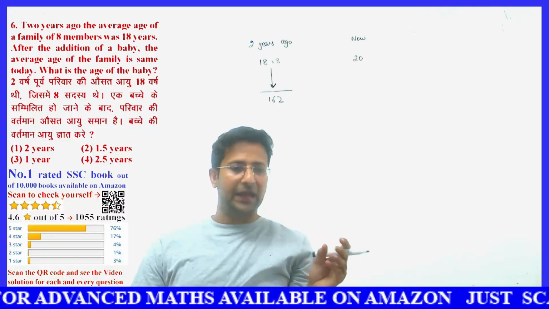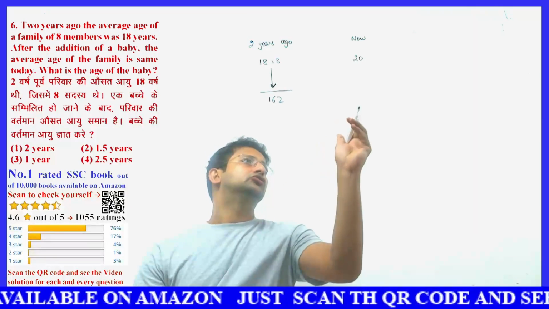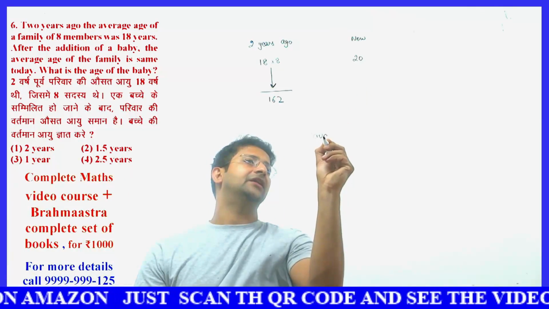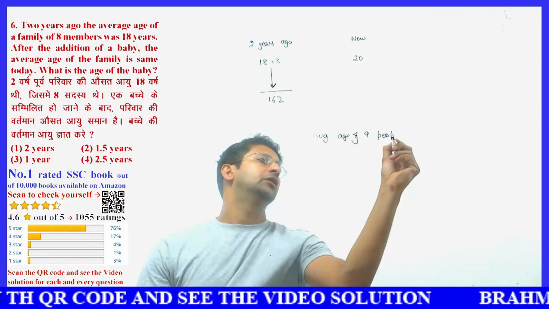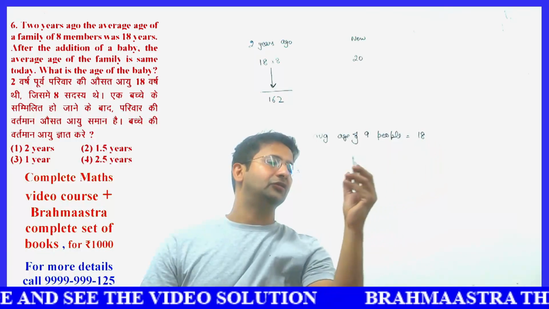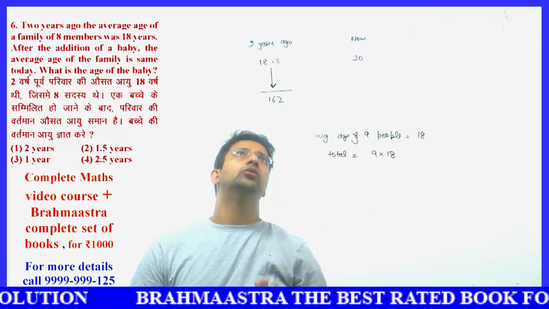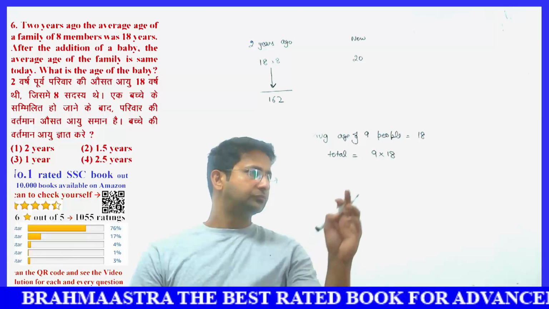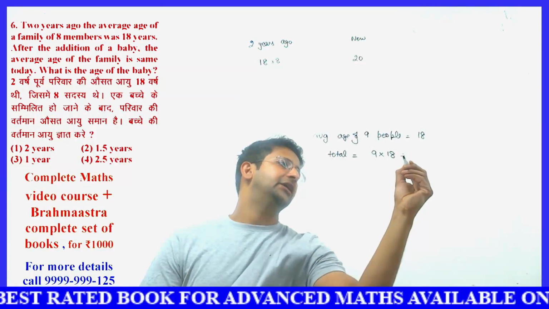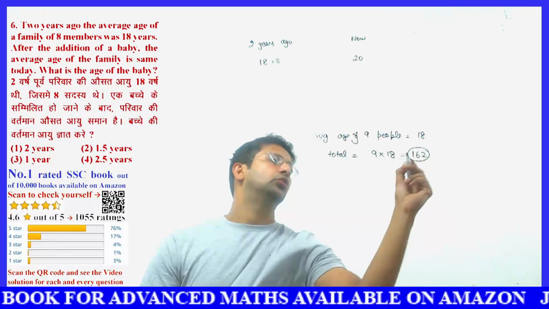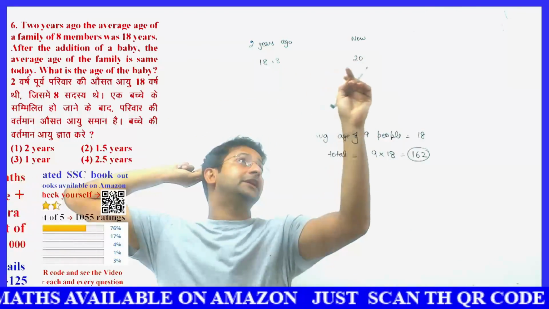What are we being told? Now a baby is born and still the average age is 18 only. So now the average age of 9 people is 18. A child is born, average age of 9 people is equal to 18. So total will be 9 into 18. Clear? So this must be 144, and we need not do it. Forget it. So 9 into 18 is 162. If I talk about these 8 people, their present age now is 20.